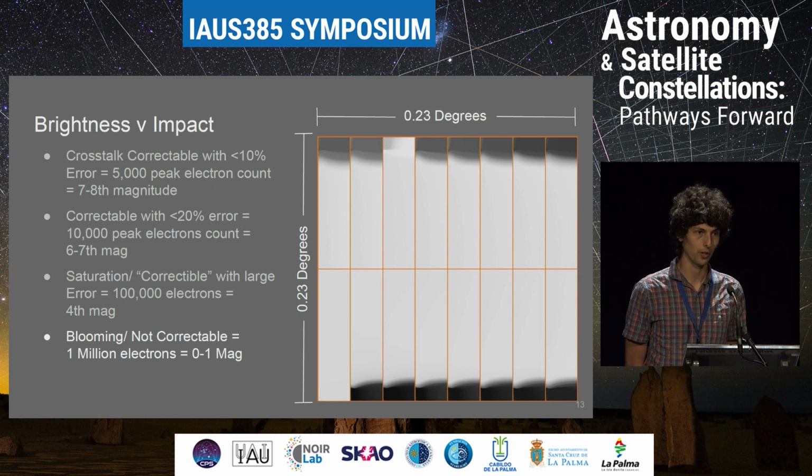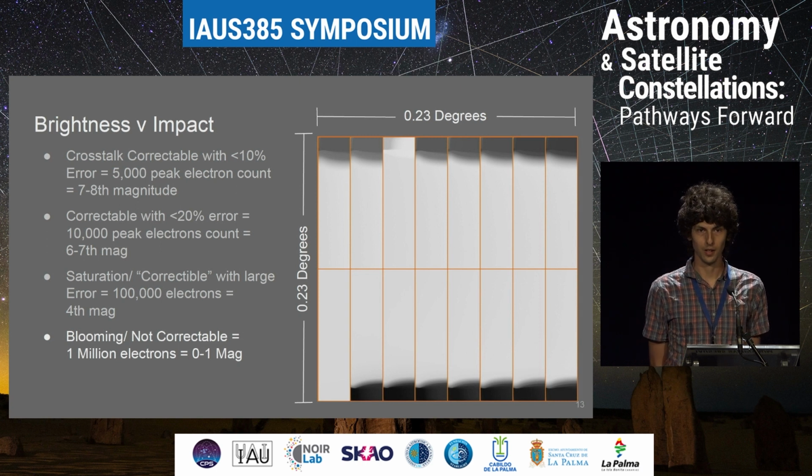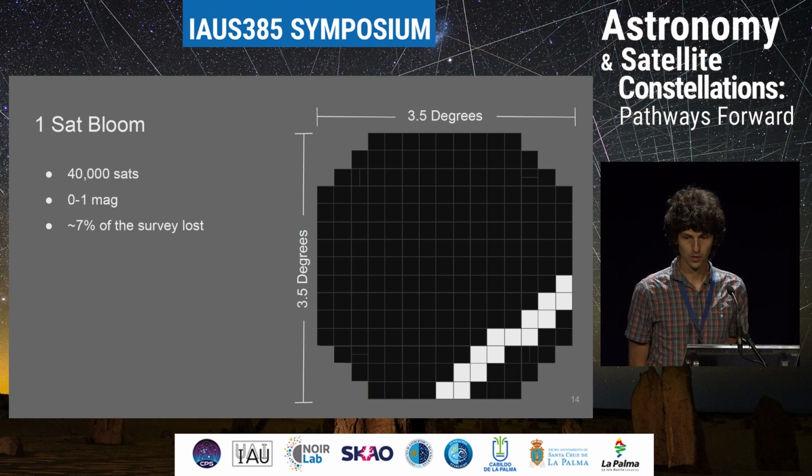We especially want to avoid having satellites in the 10,000 number range that bright. So this is a demonstration of if we had a 0 to first magnitude satellite streak through our image. If we had 40,000, this would be the average image, and that would be about 7% of our survey lost. So that is bad.